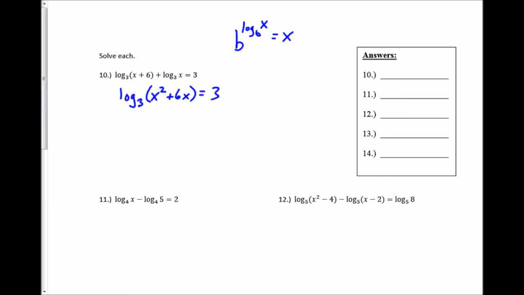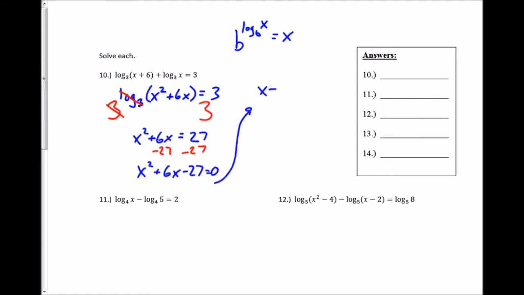And now in order to undo log base 3, I have to do 3 raised to the power of each side. So I'm going to do 3 raised to this power equals 3 raised to this power. And again, each side of the equation becomes the exponent. The log base 3 and the 3 cancel, so it leaves me with x squared plus 6x. Over here, I have 3 to the 3rd power, which is 27. And now I can solve this by factoring. I'm going to subtract the 27 from each side, so I end up with x squared plus 6x minus 27 equals 0. And I'm going to factor this. This is going to factor into x plus 9 and x minus 3. And then I set each factor equal to 0.